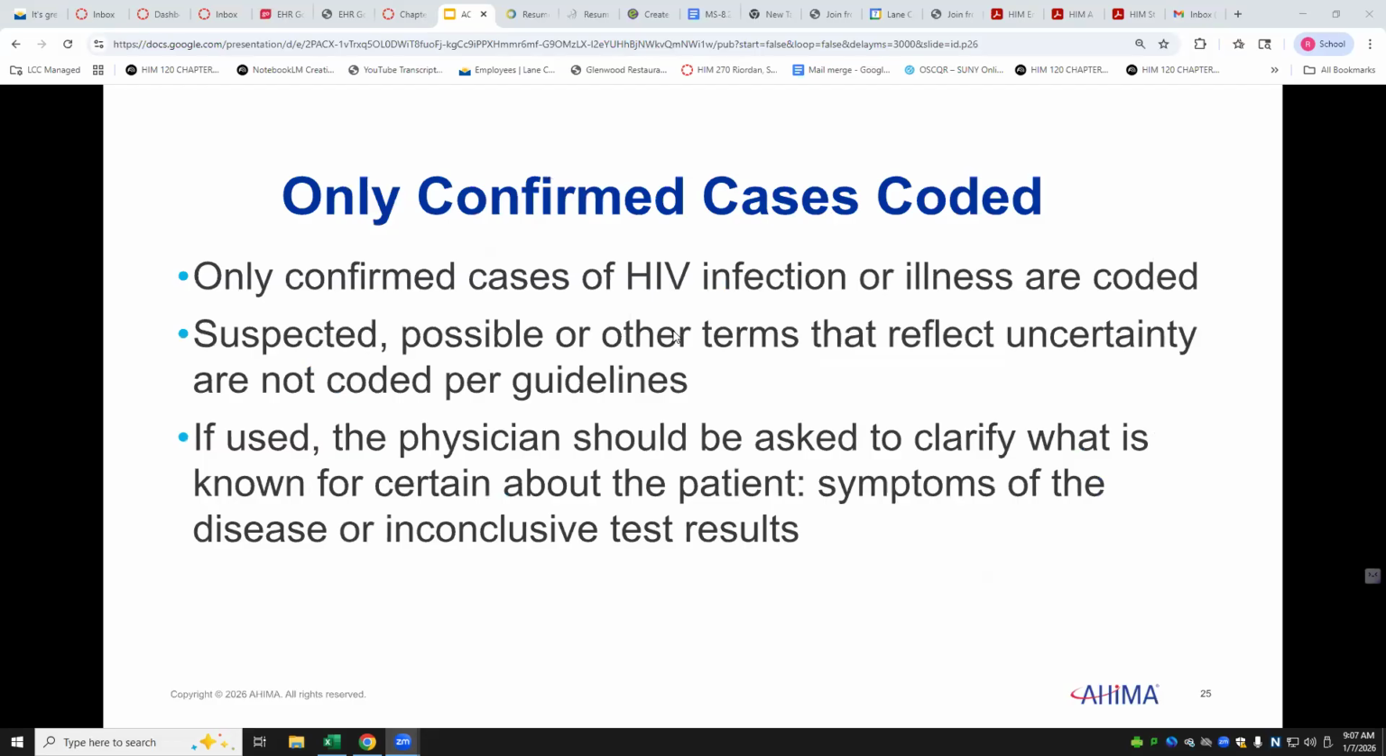We only code confirmed cases of HIV or AIDS. Suspected, possible, or other terms that reflect uncertainty are not coded per the guidelines. If the physician is ambiguous about what is known about this, then they can be queried. But again, the main point is we only code confirmed cases.